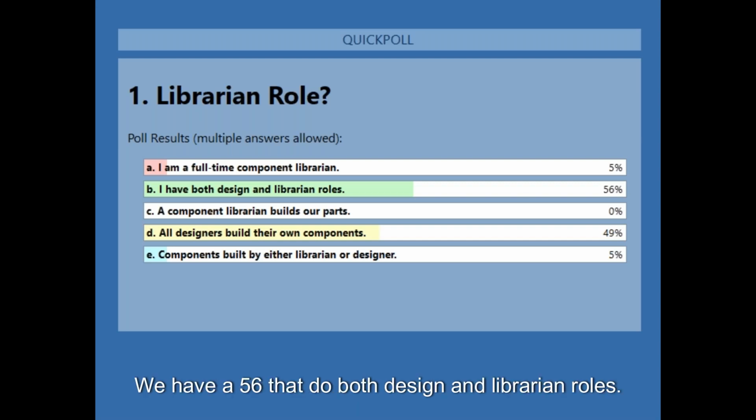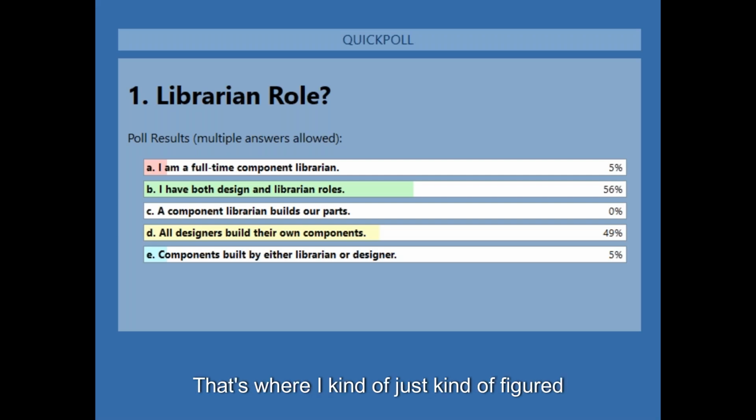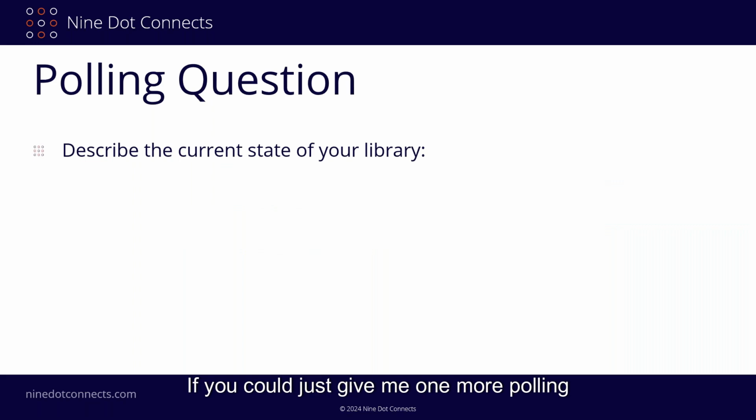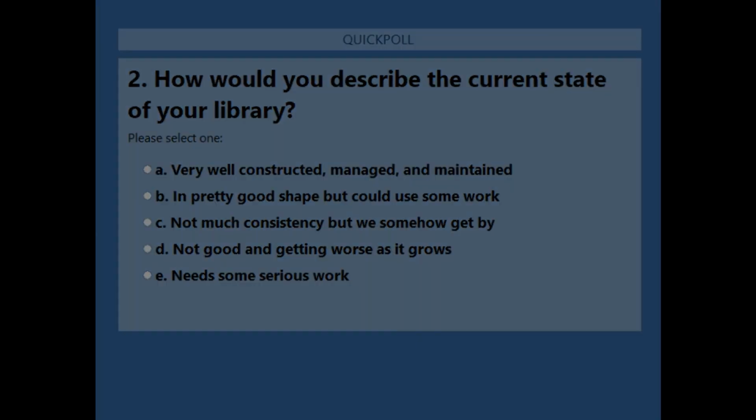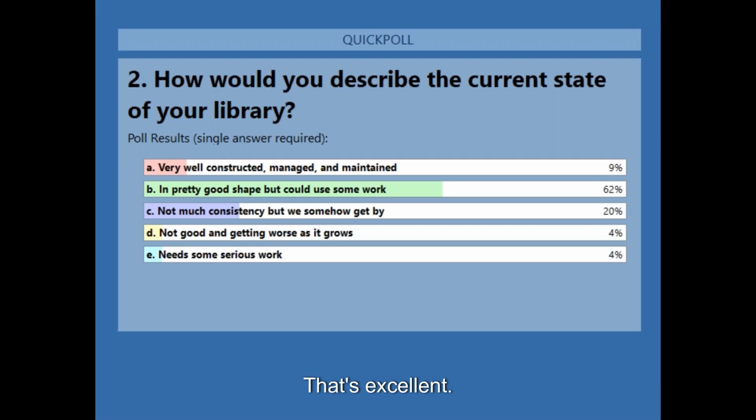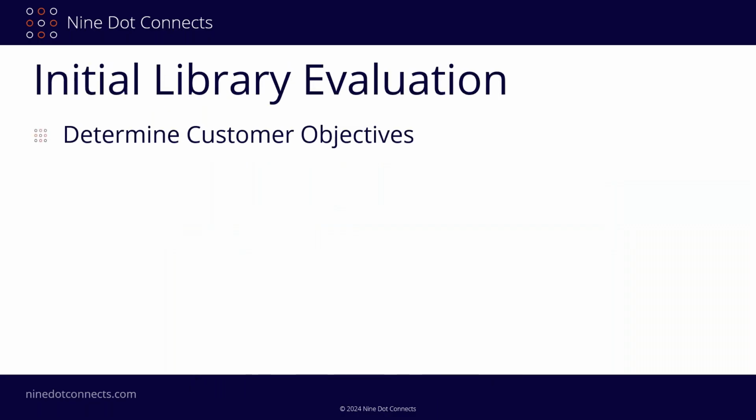Let's see, we have 56% that do both design and librarian roles. That's what I kind of figured. And 49% of designers build their own components. Okay, good. Perfect. If you could just give me one more polling answer, I'm just curious as to where everybody's at with their current libraries. Great. So pretty good shape, but could use some help. That's excellent. Hopefully we'll be able to give you some ideas on things we have done in the past to help you develop an even better one.